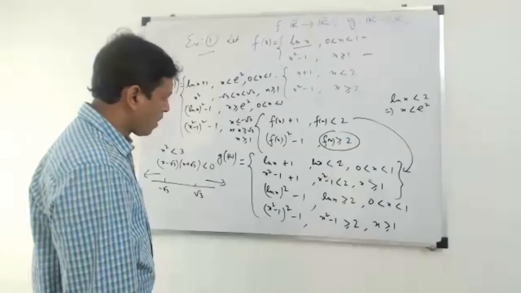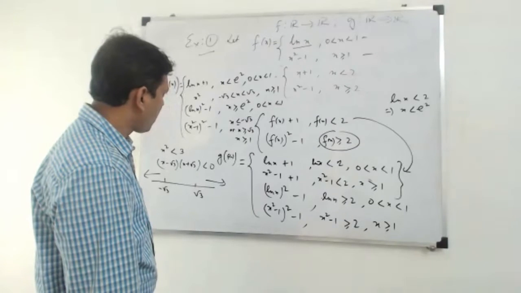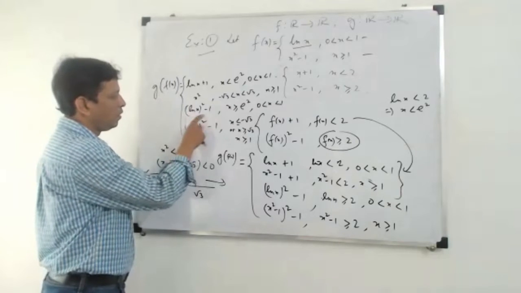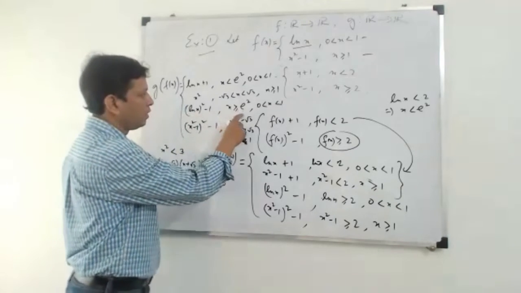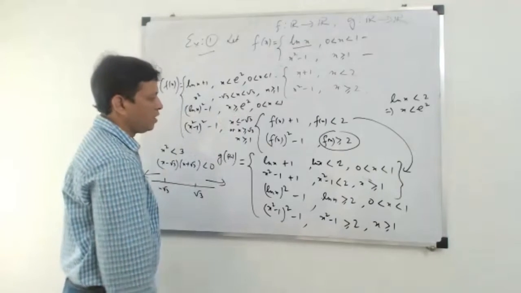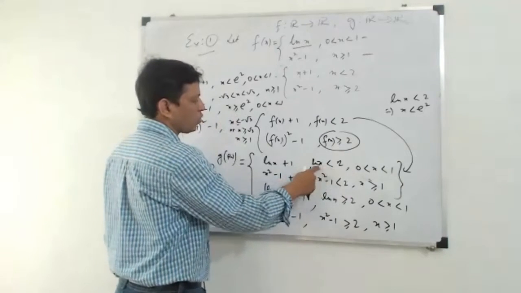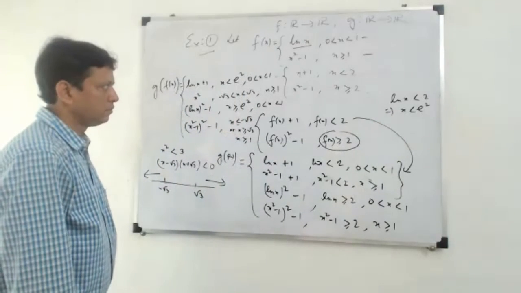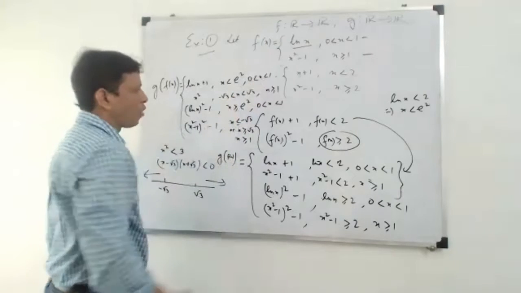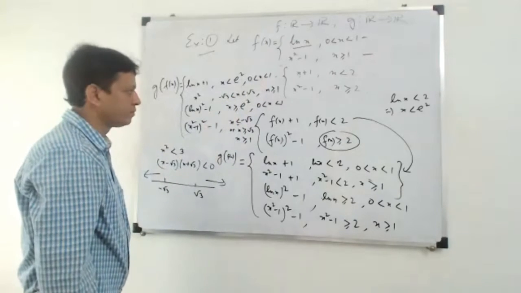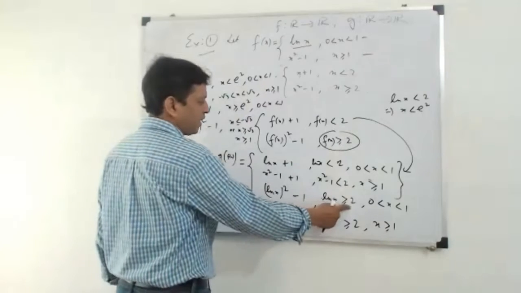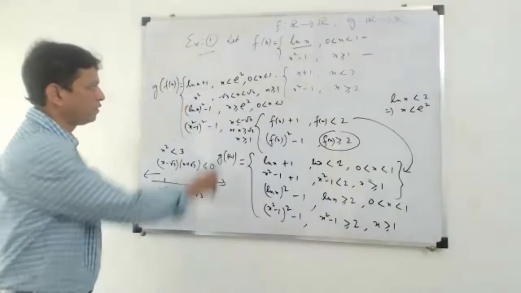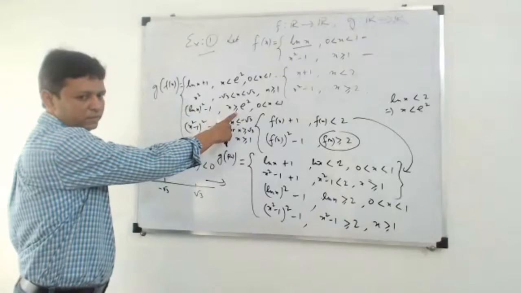Sir, will you please repeat the two log inequalities? The first and the third. Okay, ln x less than 2, so x is less than e square, and 0 less than x less than 1. Got it. And the last part, ln x is greater than 2, so x is greater than or equal to e square. Okay, sir. Got it.